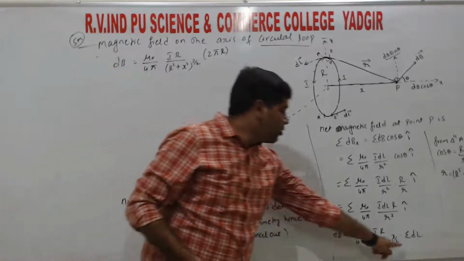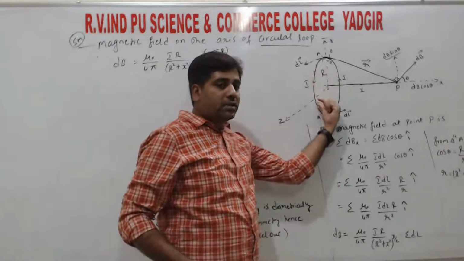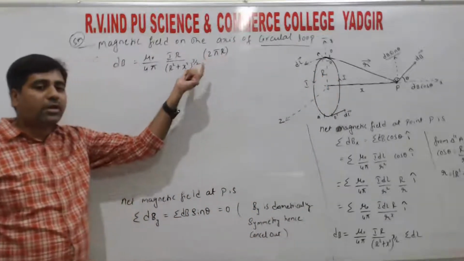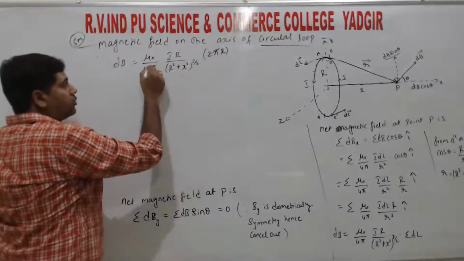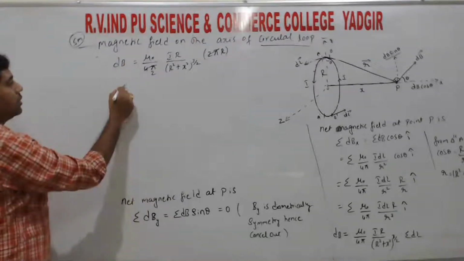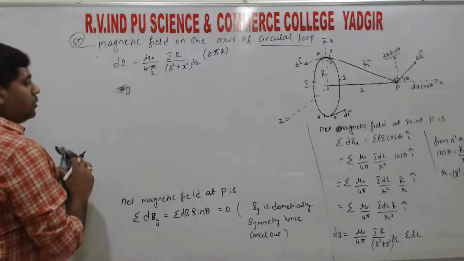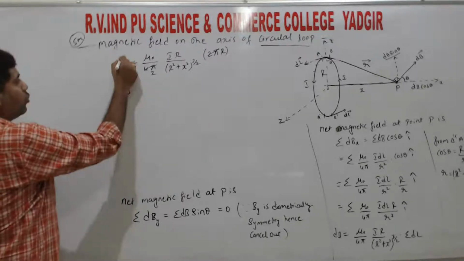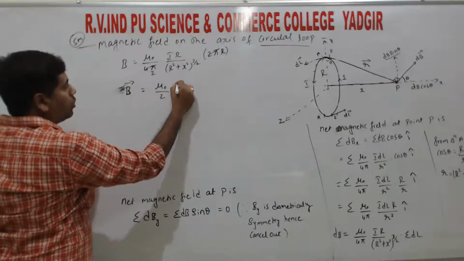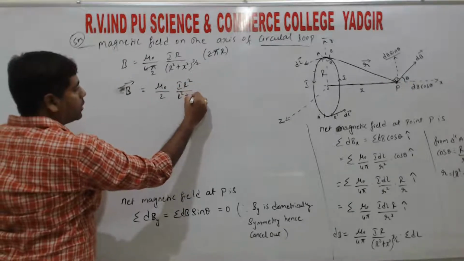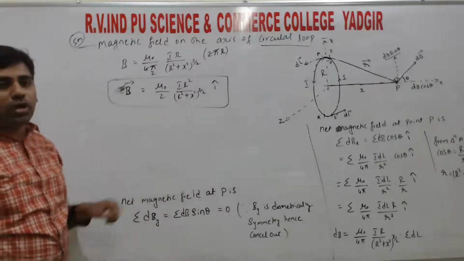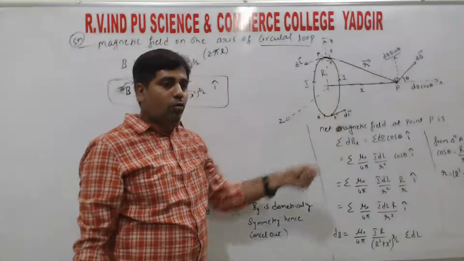So summation of dl, what does it give? If we add all the small current elements, it is in the form of a circle, so it gives the circumference of the circle. The circumference formula is 2 pi r, right? So here 4 pi gets cancelled with 2 pi, we get 2, and we get the total magnetic field B. Since we remove the summation, B equals mu naught by 2 I r square divided by r square plus x square whole power 3 by 2, I cap. So this is the total magnetic field for the circular loop, right?